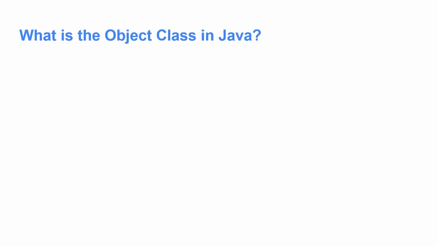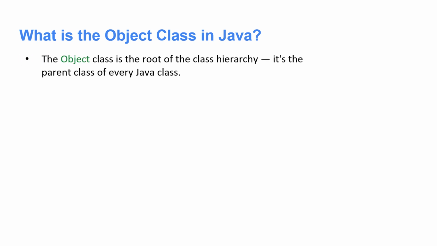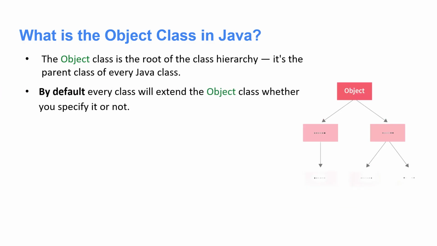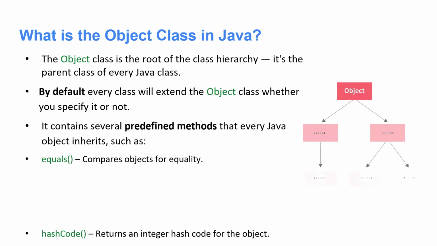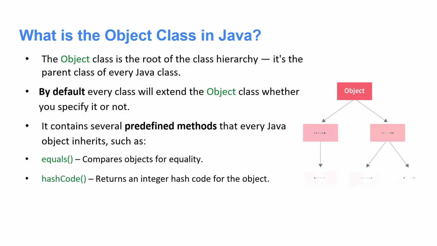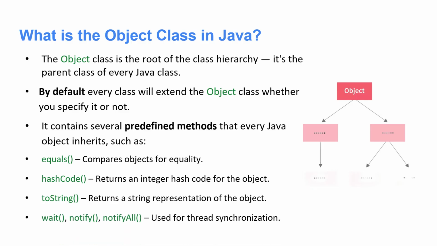Let's start with one of the most fundamental concepts, the object class. In Java, the object class is at the top of the inheritance tree. That means every single class, even the ones you write, implicitly extends the object class, whether you mention it or not. It also gives us some commonly used methods like equals, for comparing objects, hashcode, for generating hash values, and toString, for string representation. There are also methods like wait and notify, which are powerful tools when dealing with multithreading and synchronization.